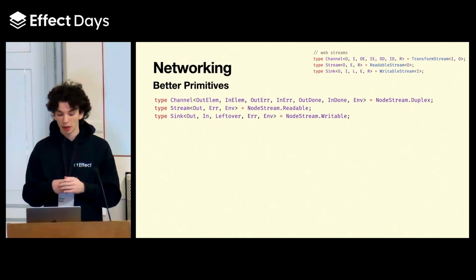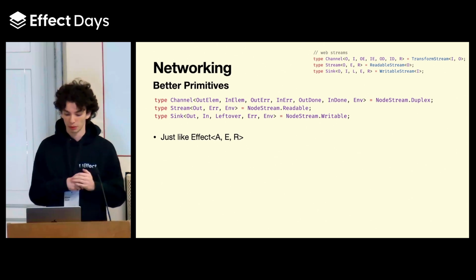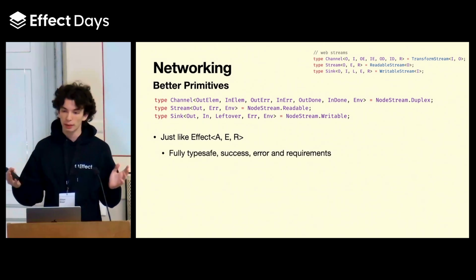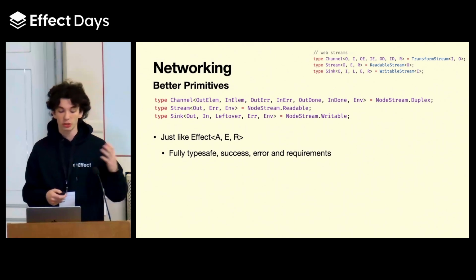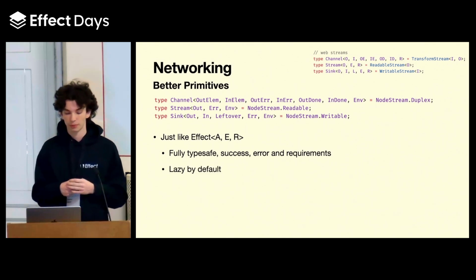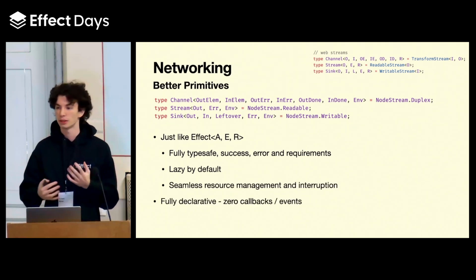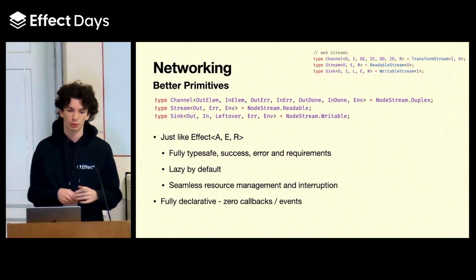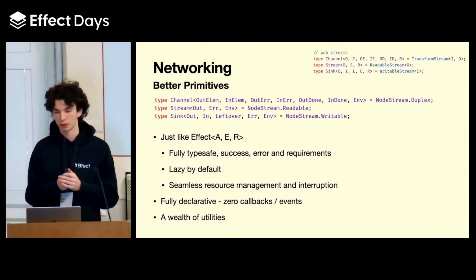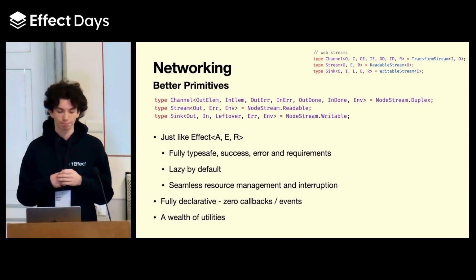In comparison, Effect stream types bring along all the benefits of the normal Effect type that we're used to. So they're fully type safe over success, error, and requirements. But that's really just the beginning. Effect streams are lazy by default, they have seamless resource management and interruption, and of course they're fully declarative, so no messy callbacks or listening to string events. And just like all the other modules in Effect, there's tons and tons of utilities for merging and piping and literally everything you could ever need.